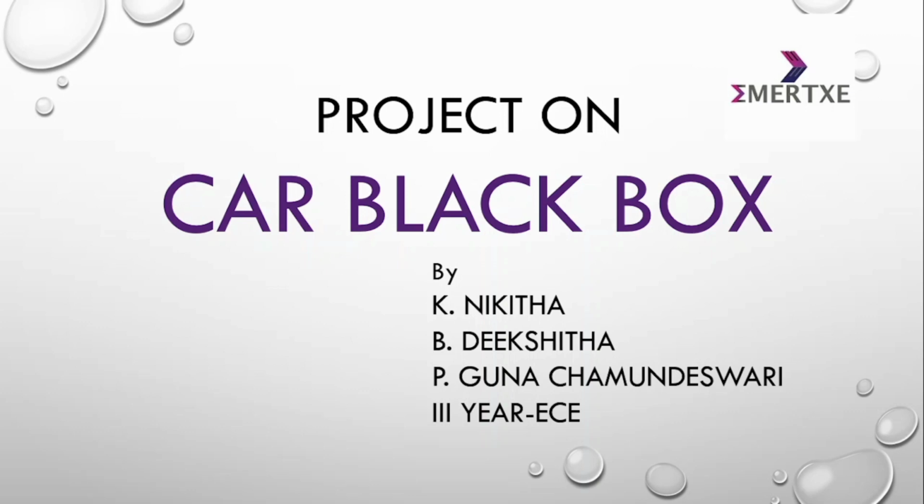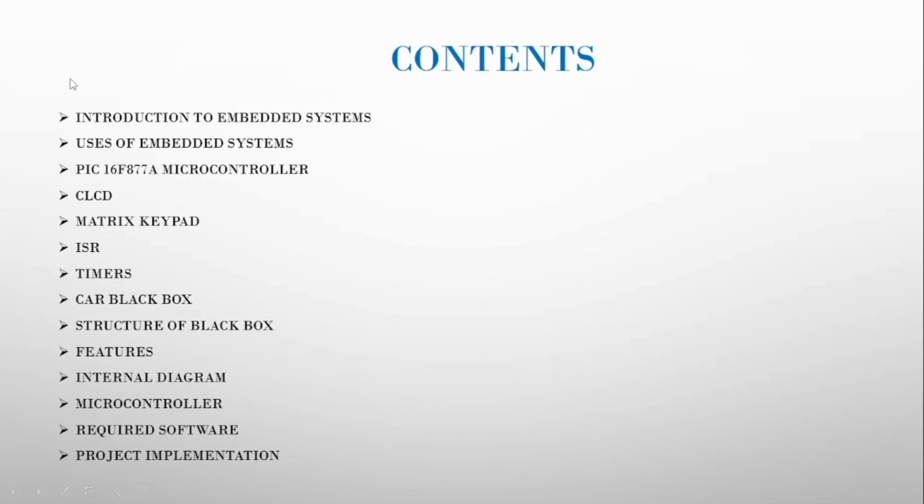Let us see the contents of car black box. Introduction to embedded systems. Uses of embedded systems. We have used a microcontroller in this project, that is PIC16F877A, CLCD, matrix keypad, ISR, timers. What is meant by car black box? Structure of car black box, its features, internal diagram, microcontroller, required software for this project, and finally project implementation.